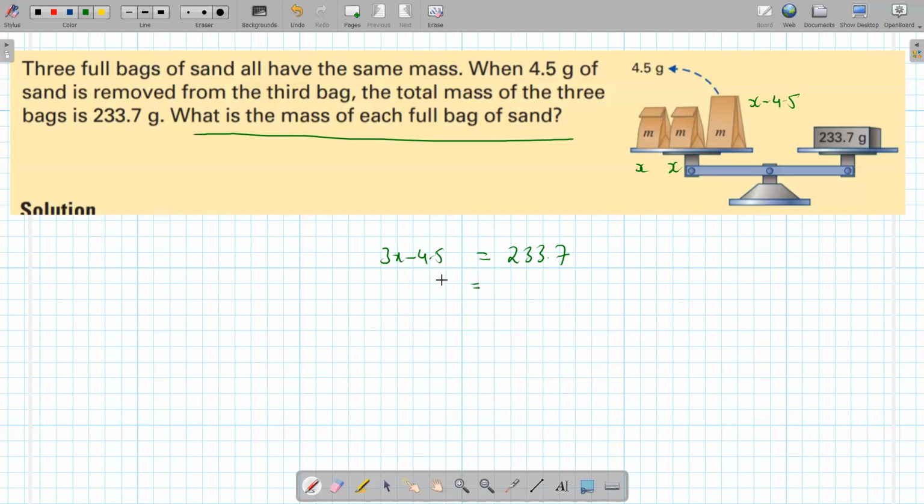So how do we solve this? We add 4.5 and we divide by 3, right? So what would that be? Again, decimals, you can't really do it in your head. Divided by 3. So the answer is 79.4 grams. Cool? Yep.